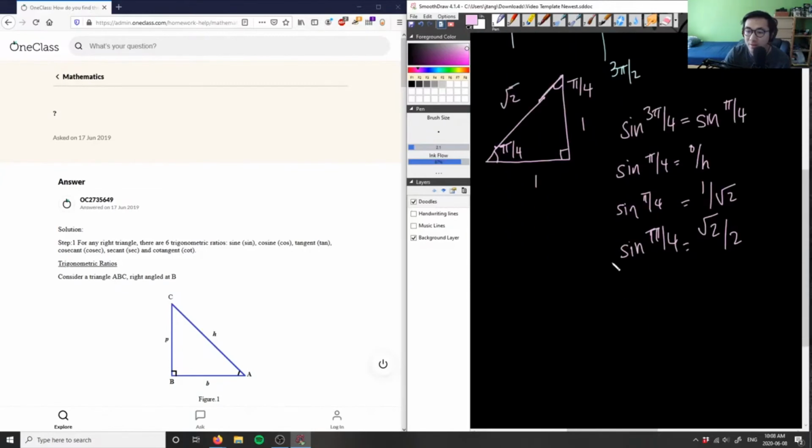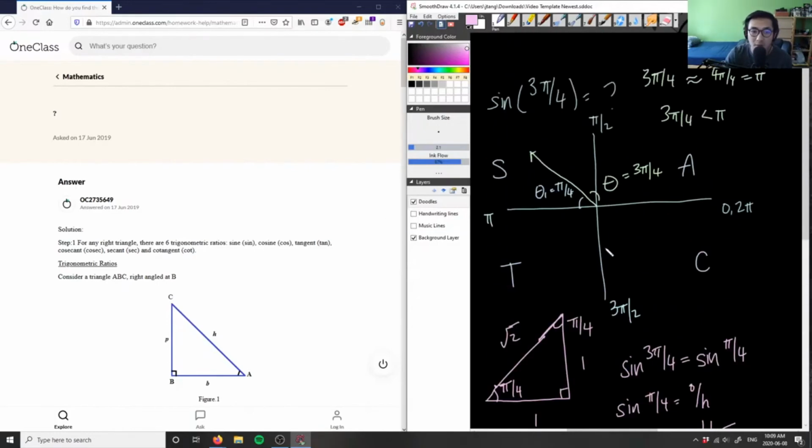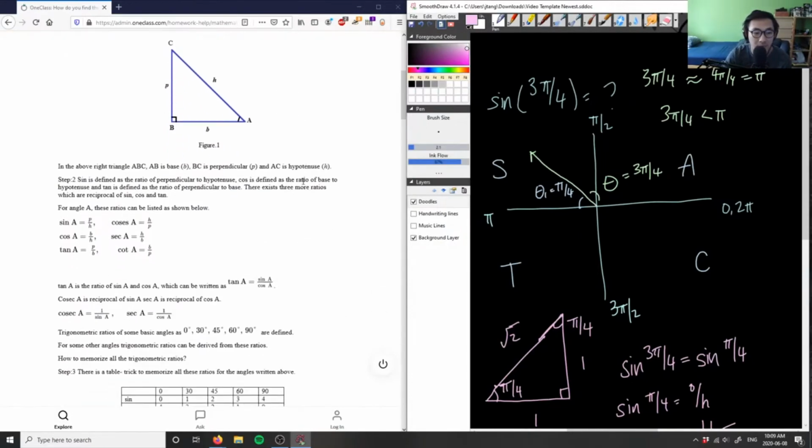Which means, if I know that sine pi over 4 is 1 over root 2, then sine 3 pi over 4 is also equal to 1 over root 2, or root 2 over 2. And this is going to be the solution for our first question. So let's look at the problem now, and let's look at how they got to this answer here.